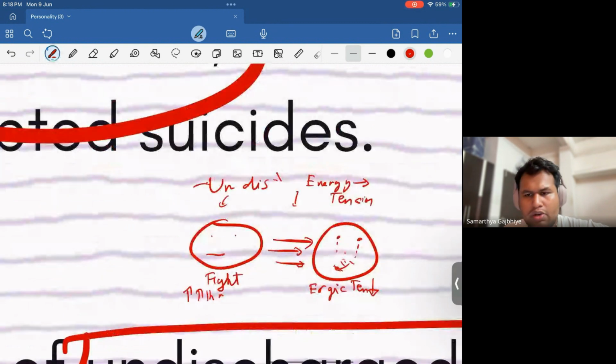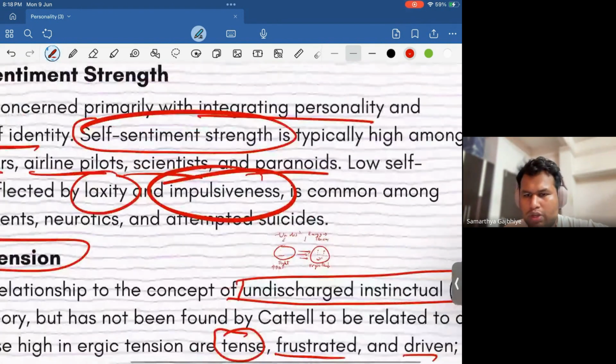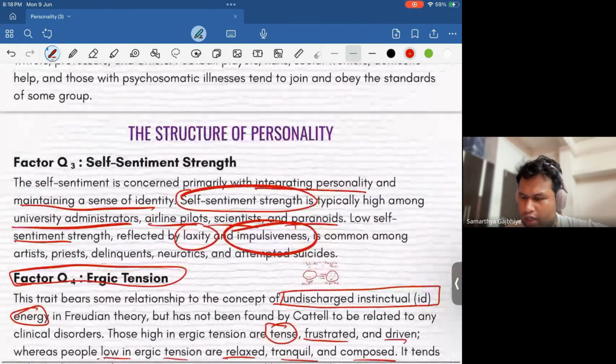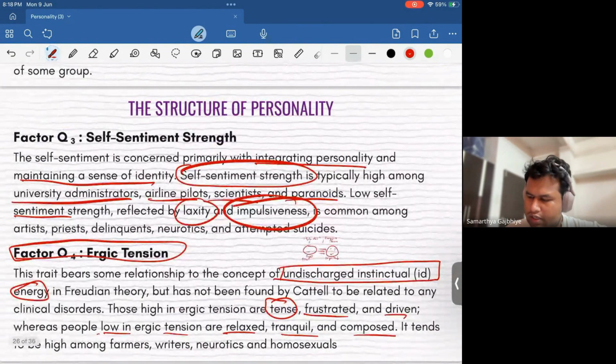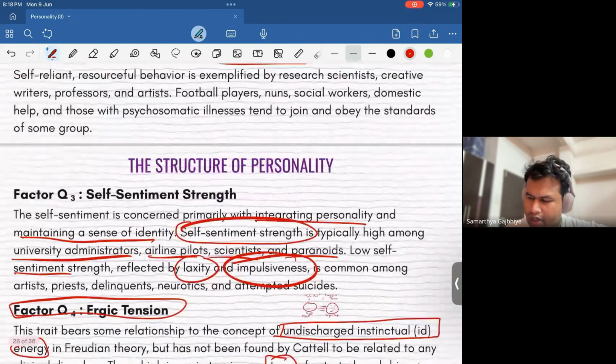Is ergic tension clear to everyone? Quickly. Last concept for today. Today's class is done. Yes, no, I think we will do it later. Tell me, tell me. Clear? Okay, fine then.